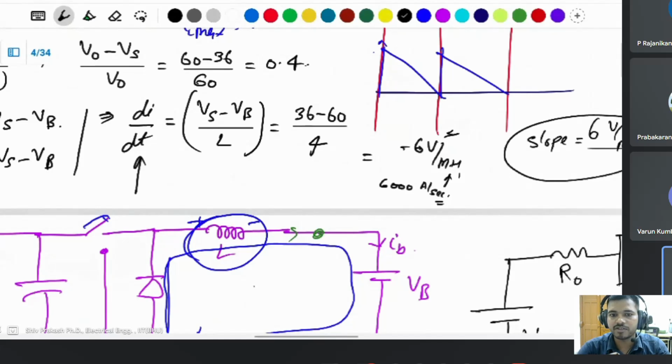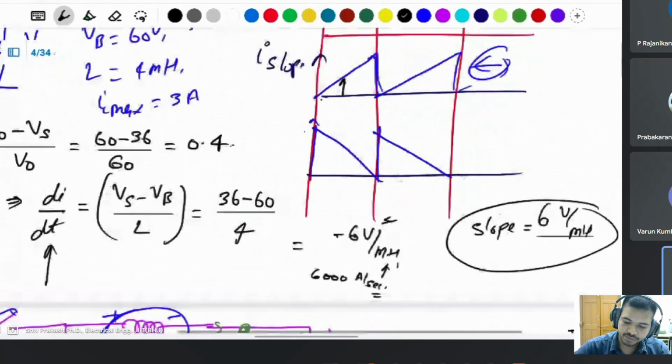Anyone can answer this one? Actually, if you want this for a full second, it is not possible. This will be short circuited. 6,000 ampere is very high, and we can't operate a buck converter for a second. This is operation in microseconds only.